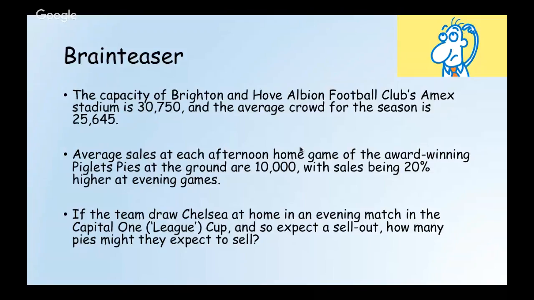The capacity of Brighton and Hove Albion Football Club's Amex Stadium is 30,750 and the average crowd for the season is 25,645. Average sales at each afternoon home game of the award-winning Piglets pies at the ground are 10,000, with sales being 20% higher at evening games. If the team draw Chelsea at home in an evening match in the Capital One or League Cup, and so expect a sellout, how many pies might they expect to sell?